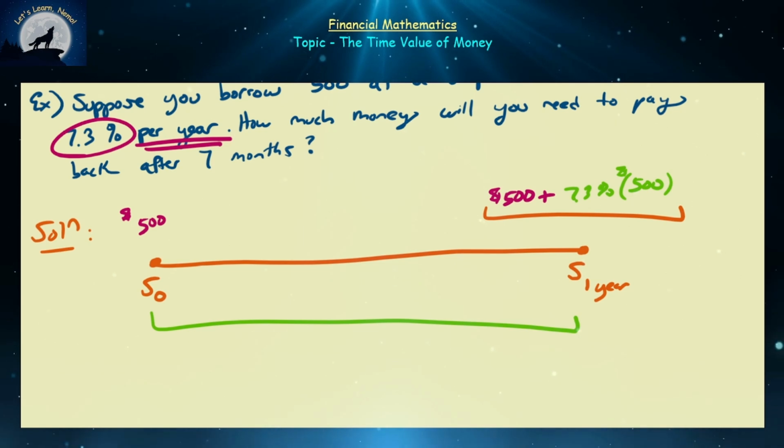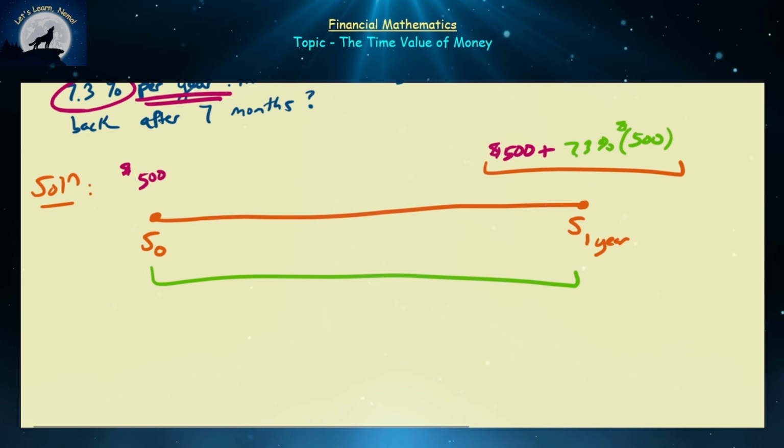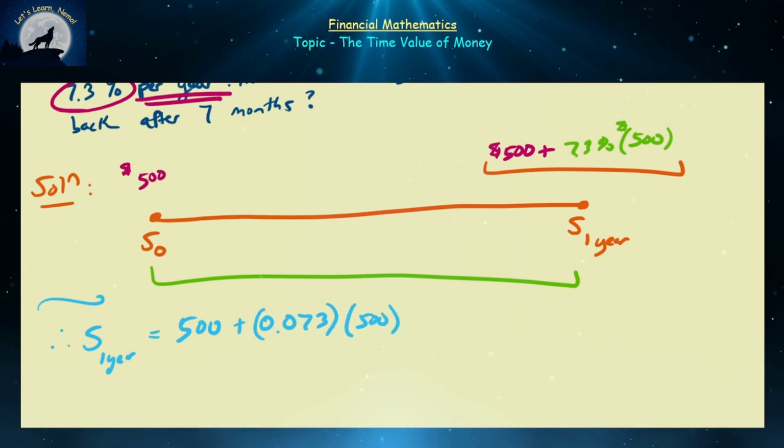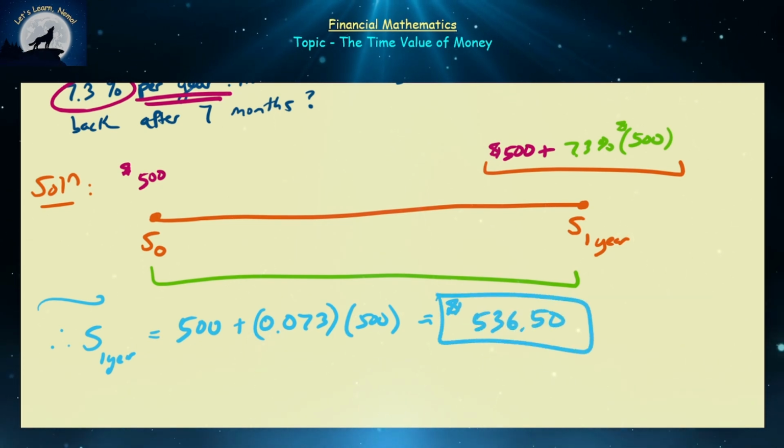So if we do 500 times 7.3%, what will we have? After 1 year, S1 year will be equal to 500 plus 0.073 times 500, and that's going to come out to about $536.50. Right? So that means they value a year somewhere around $36.50 for the entire year period.